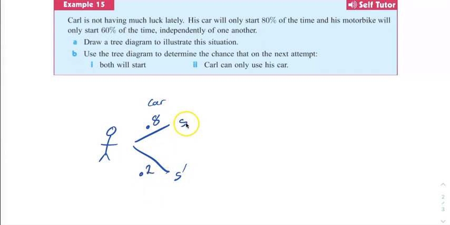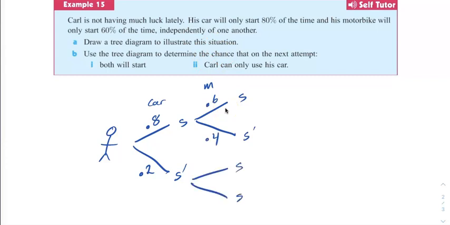So then after we do car, we're going to do motorbike. And it's going to be the exact same idea. It starts or it doesn't start. And remember, they are independent, so it doesn't matter. So it's either going to start or it's not going to start. And this is for the motorbike. And it starts 60% of the time, which means it doesn't start 40% of the time. And we do the same thing here. So start and not start. This is the motorbike. It's 0.6 and 0.4. So there's a tree diagram.